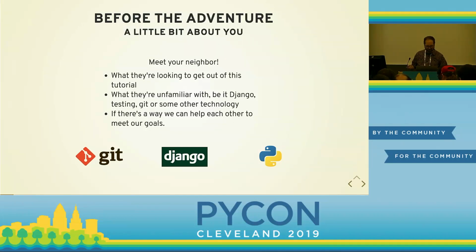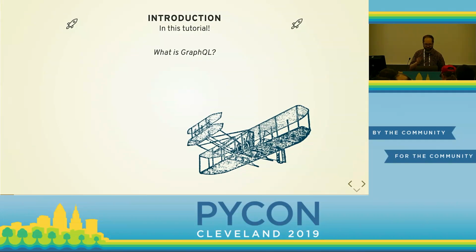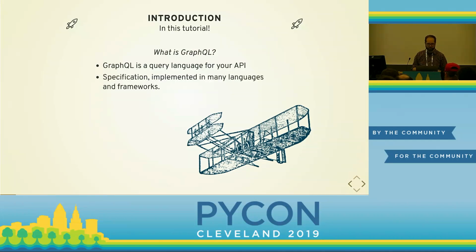Why are we here? We're here to talk about GraphQL. What is GraphQL? That's the first thing, right? Some of you may be familiar with it. GraphQL is a query language for your API, basically meaning much like SQL, you can specify the fields that you want to get out of the API and get exactly what you've asked for in response. GraphQL is a specification. It's implemented in many languages and frameworks. The ones that we care about, since we're at PyCon, are Python and Graphene, particularly.